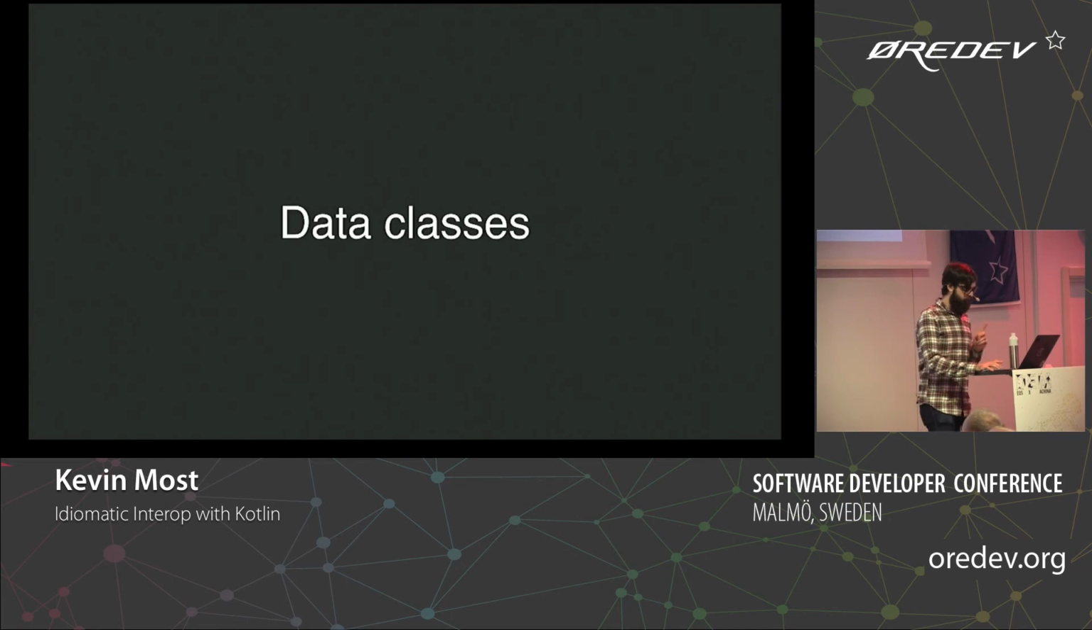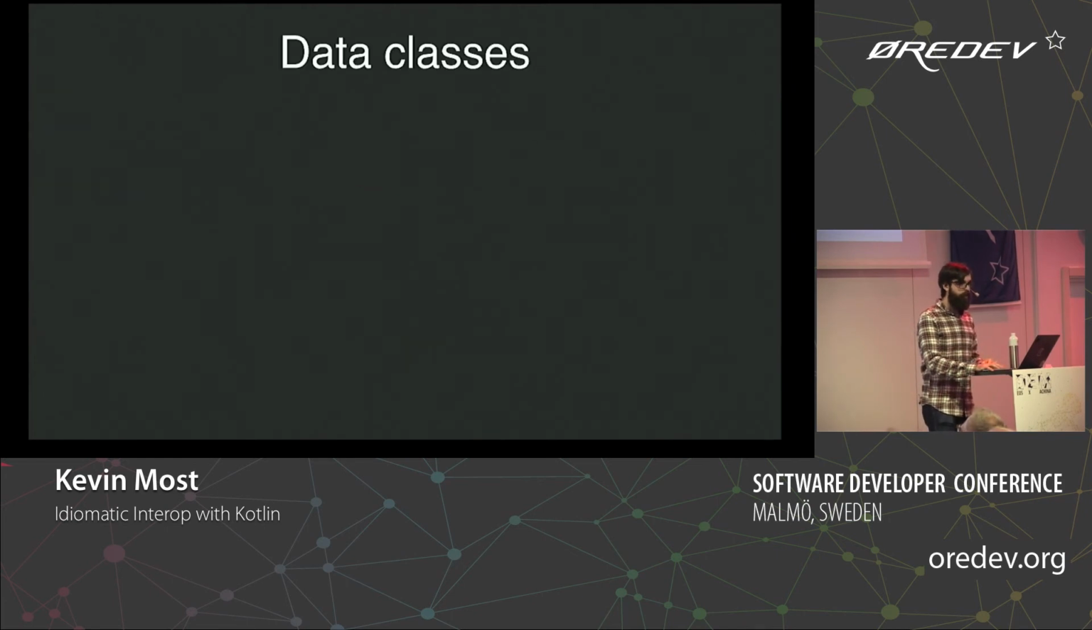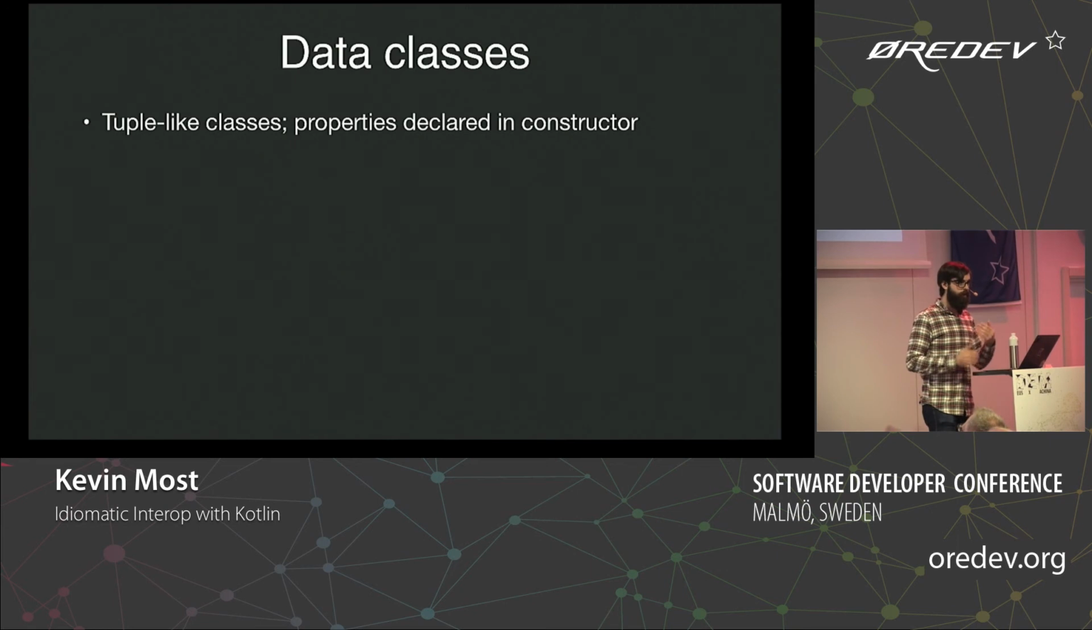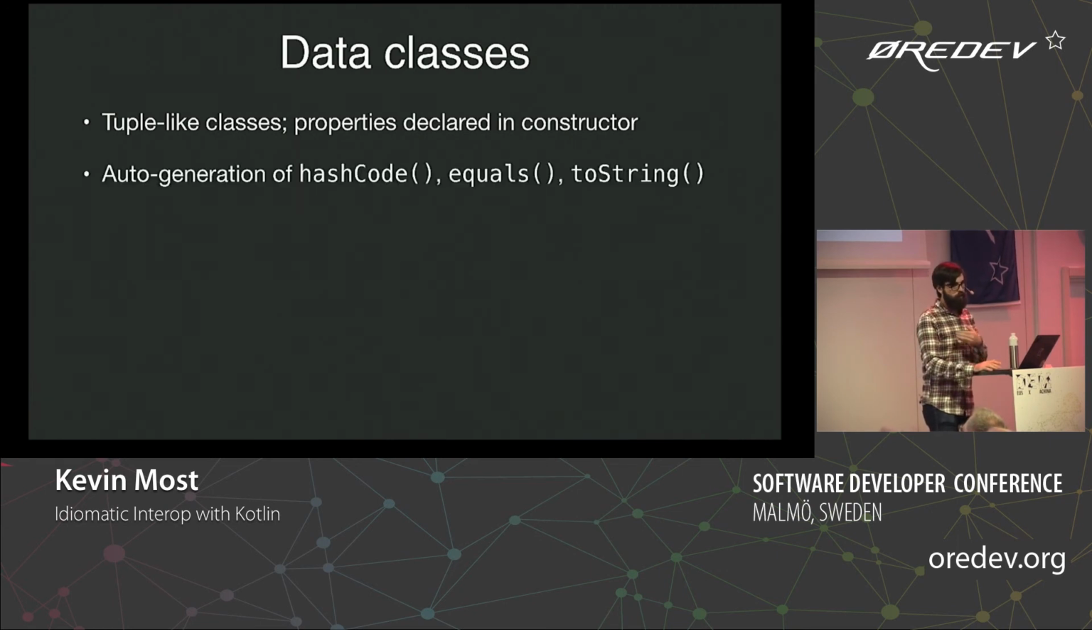I have one last topic I want to touch on with data classes. So data classes are tuple-like, right? And you put all your properties for the data class in the constructor, and it automatically generates hashCode, equals, and toString, which is great. Like they work perfectly in Java, and there are no quirks around these.